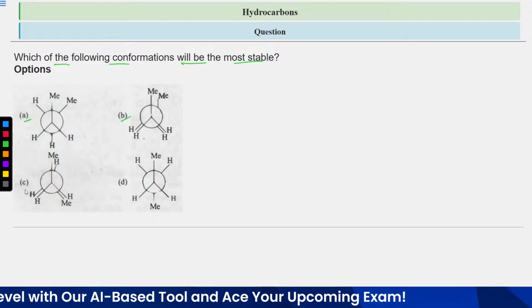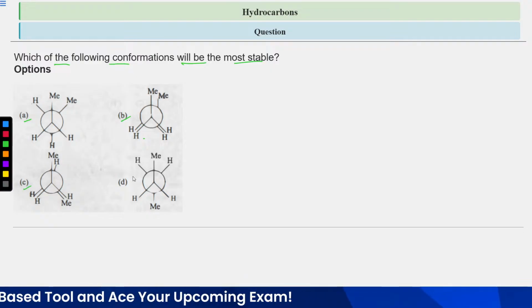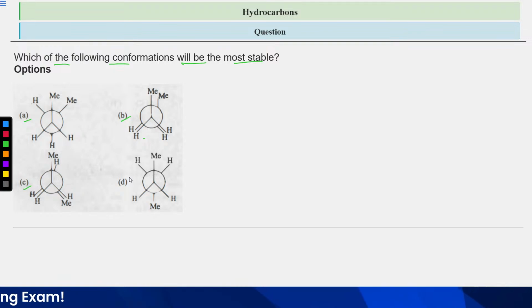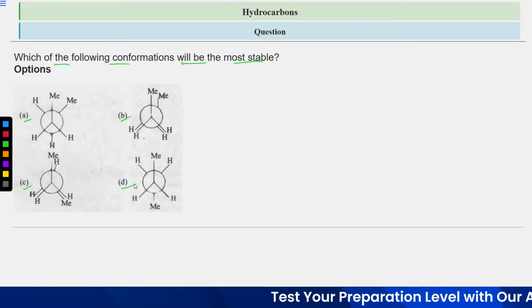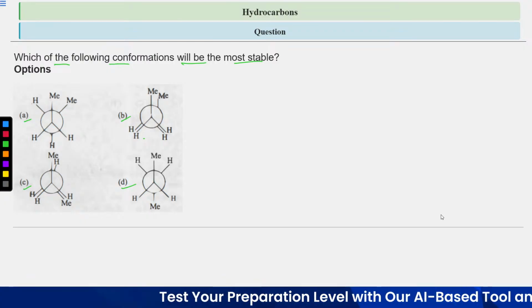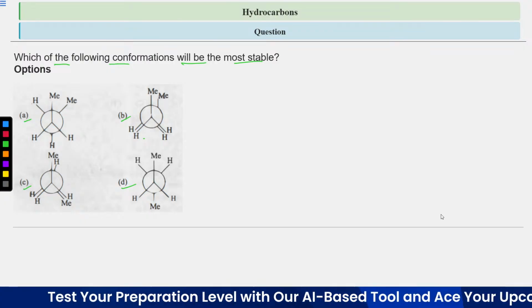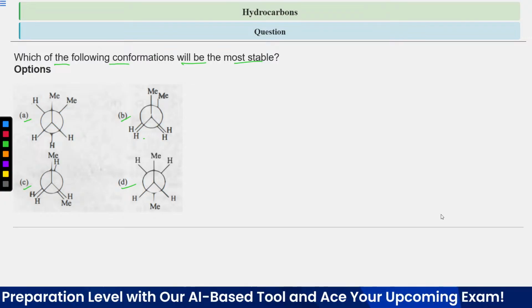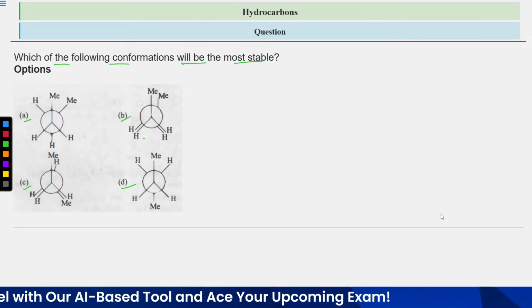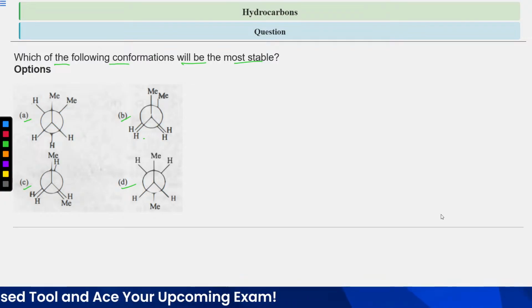In option C, we again have a conformation where 2 methyl groups are attached, but they have a different conformation from A and B. And in option D, we have 2 methyl groups attached at the first and the fourth carbon, where the 2 methyl groups are arranged differently from A, B, and C. So these are the 4 options. You have to select the conformation which will be most stable.